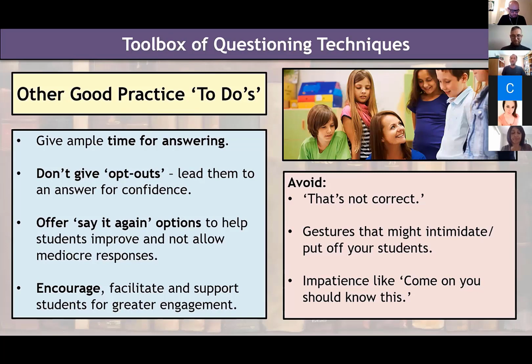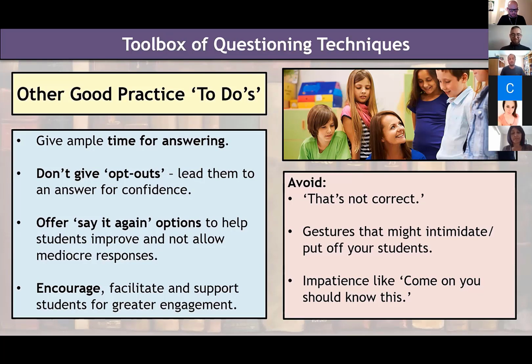Offering say-it-again options are really good as well. Can you just rephrase that? Because sometimes they come up with some fragmented response. Well, say it again now. Now you've given me all this gibberish. Say it again in a nice, clear and cohesive way. That's a lot better. It just gives them a chance to improve on their responses.